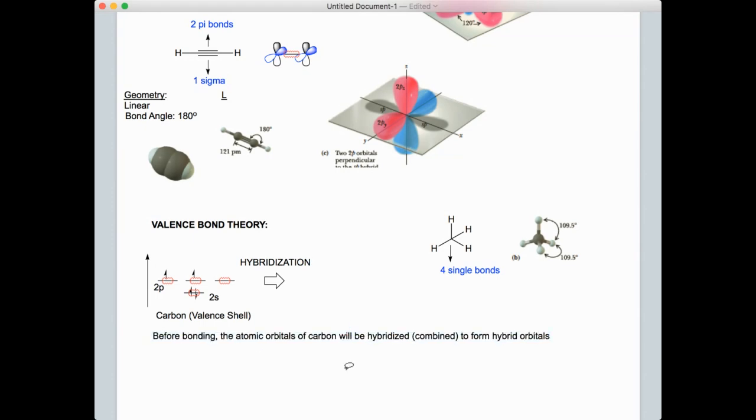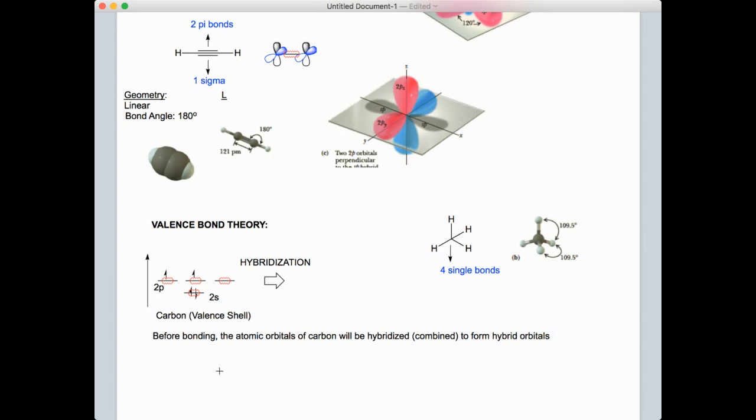And combination, guys, and this can get more complex. I don't need you guys to go too deep, but just for you to understand a little bit deeper, combination means that, remember, each of these orbitals is a math equation. So combining means adding these 4 equations and then getting 4 new solutions. That's what combination means. So before the carbon bonds to hydrogens to form a new molecule, the atomic orbitals of carbon will be hybridized, will be combined to form hybrid orbitals.